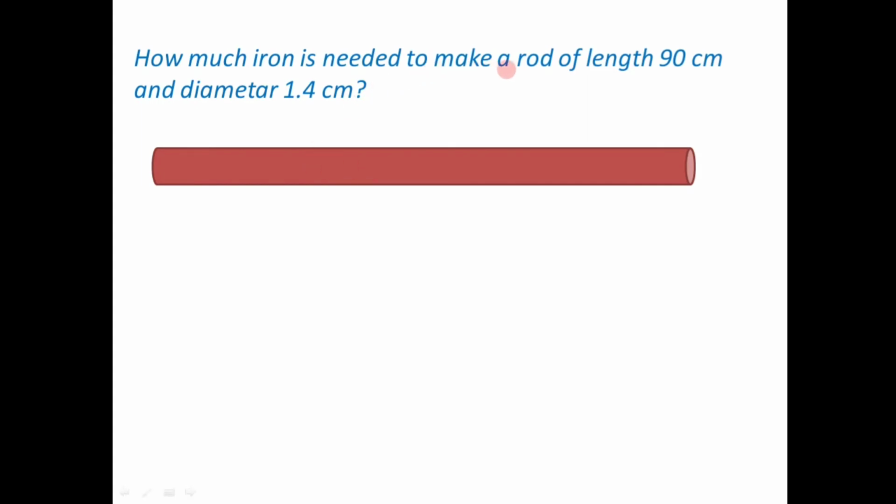How much iron is needed to make a rod of length 90 centimeter and the diameter 1.4 centimeter? So suppose this is a rod we have to make with the length 90 centimeter and the diameter of this rod is given to be 1.4 centimeter. The question is how much iron is required to make such a rod. That means we have to find the volume of the iron required to make this. For this we have to find the volume of a circular cylinder.